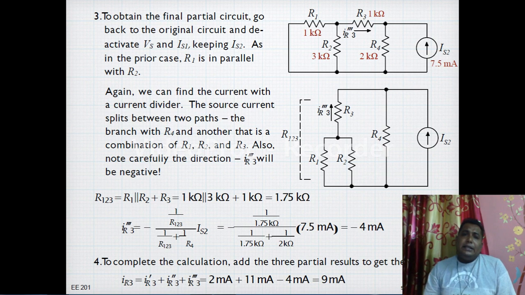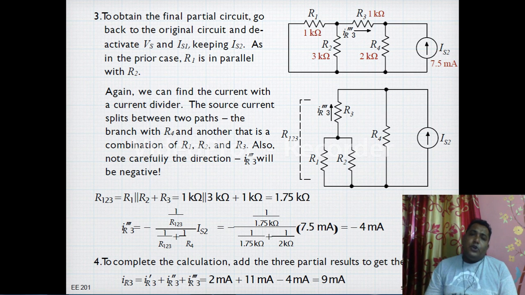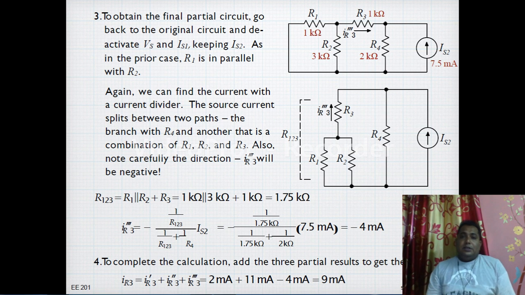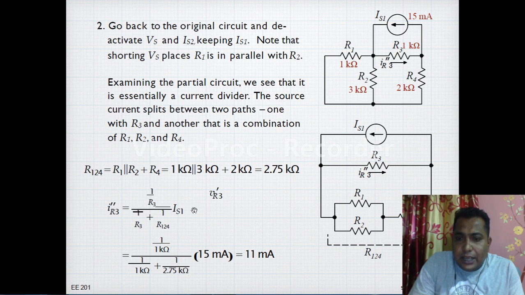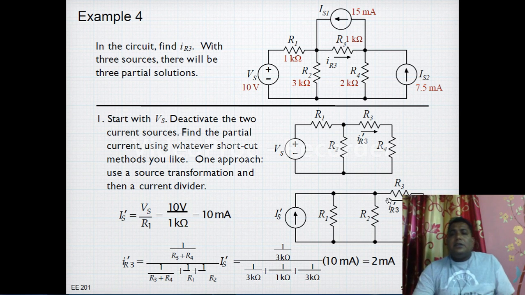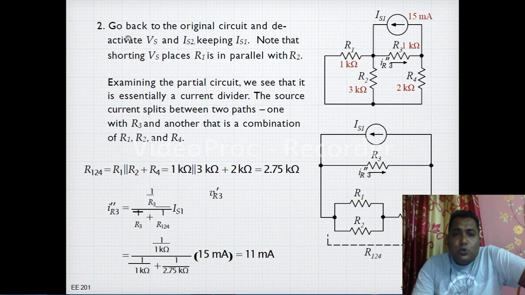Here we are just applying the current division rule for finding the current passing through this R3, and at the end, as per the direction, we are going to add the current values. See, this is the first source. For the first source, the direction of IR3 bar is from left hand side to right hand side. For case 2, the direction of IR3 double bar is also from left to right. Both should be added, as both have the same direction.